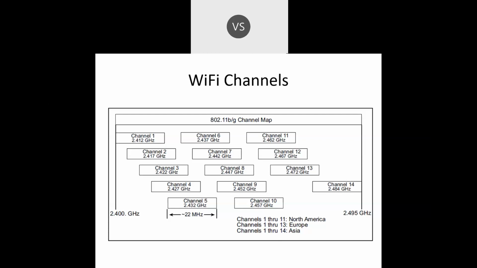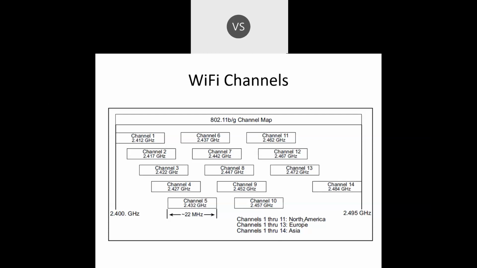As per different criteria, in different countries, the bands and channels are different. Channel 1 to channel 11 are used in North America, channel 1 to 13 are used in Europe, and 1 to 14 in Asia. Channels 1 to 11 mean from 2.412 to 2.462 gigahertz, which is used for Wi-Fi in America.